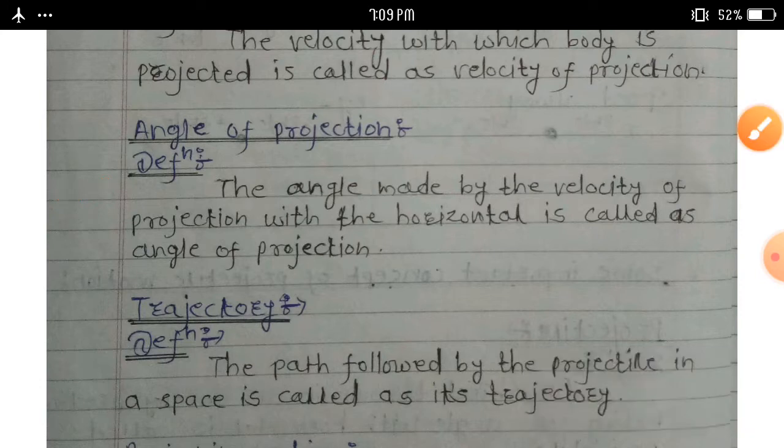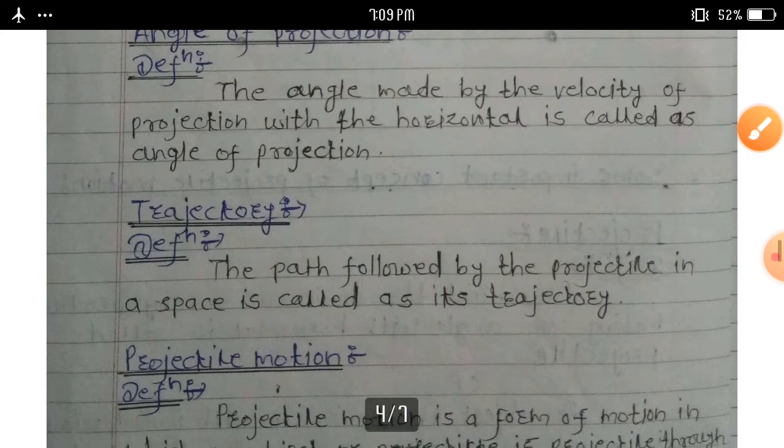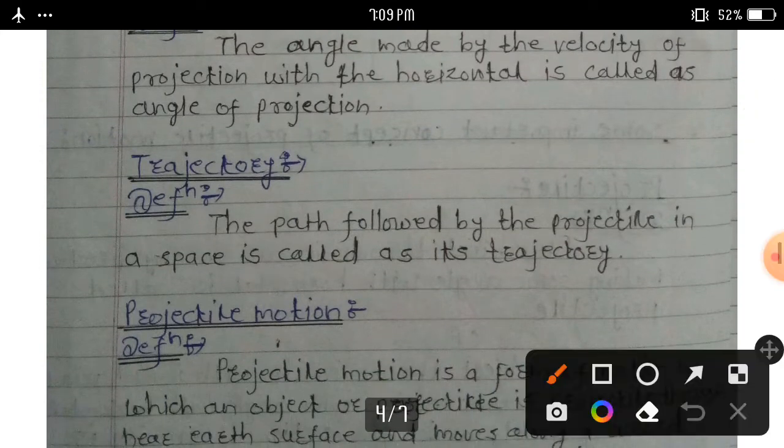And the next definition here, trajectory. What is meant by trajectory? The path followed by the projectile in space is called a trajectory.